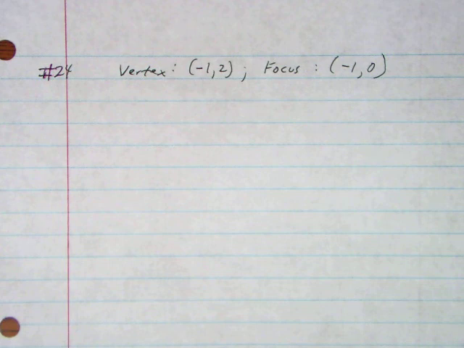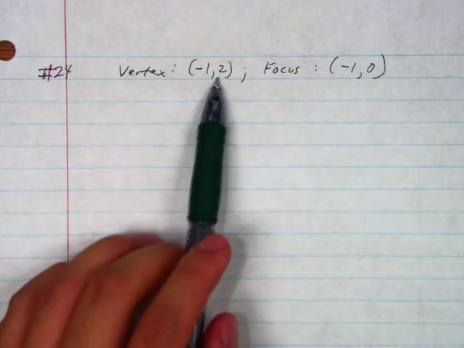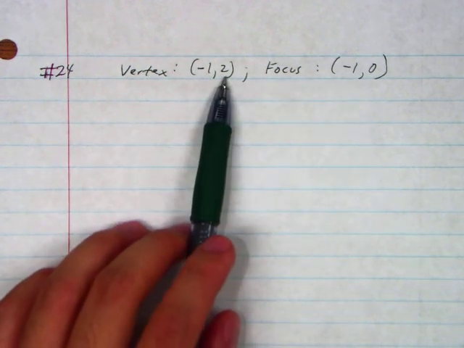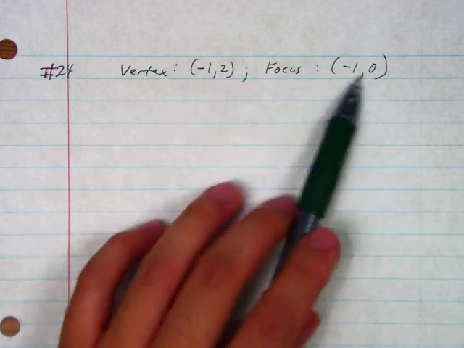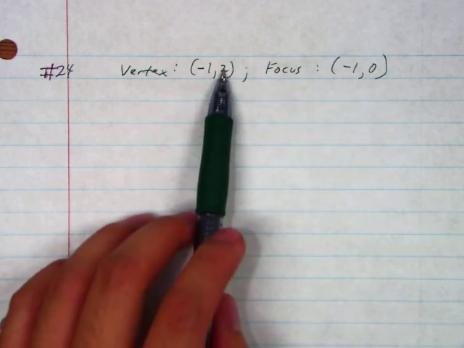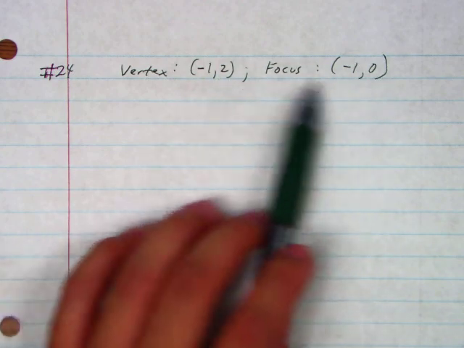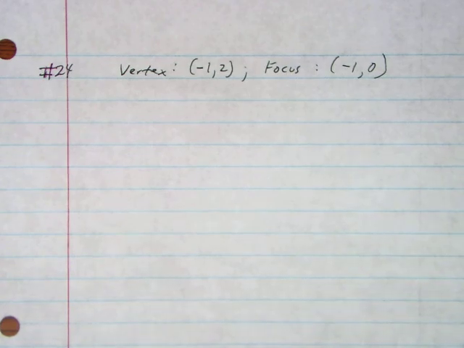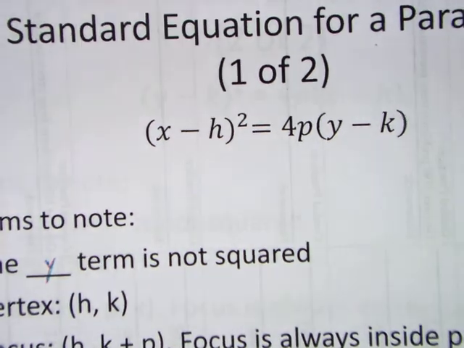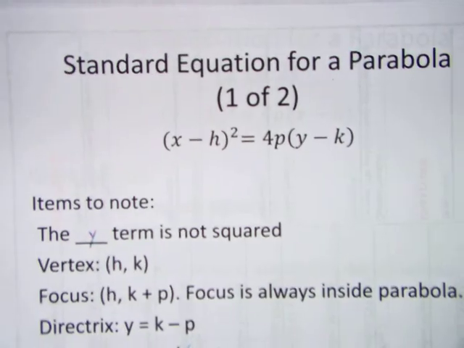So right here, I'm going to look at the vertex and the focus. The one thing that changes when I go from the vertex to the focus is what? My y value changes. My y value changes. So let's take a look at both of these equations right here.